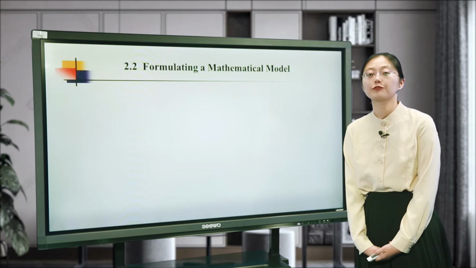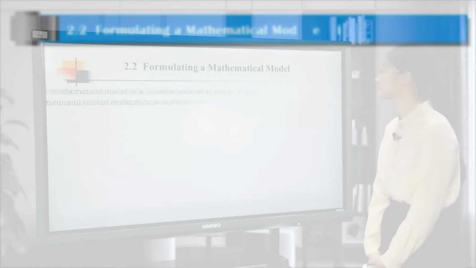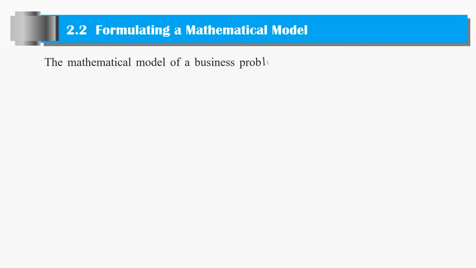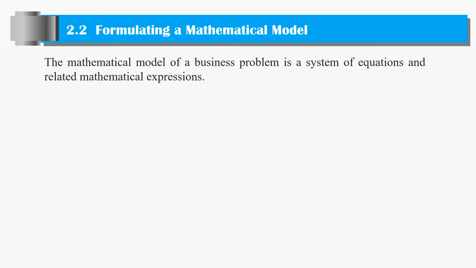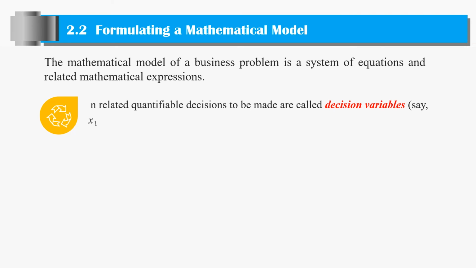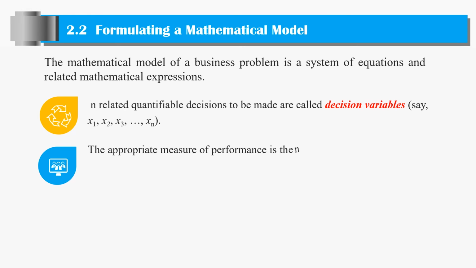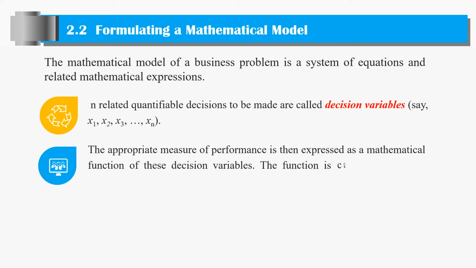Second, we talk about formulating the model. The mathematical model of a business problem is a system of equations and related mathematical expressions. The related quantifiable decisions to be made are called decision variables, such as x1, x2, up to xn. The appropriate measure of performance is then expressed as a mathematical function of these decision variables. The function is called the objective function.